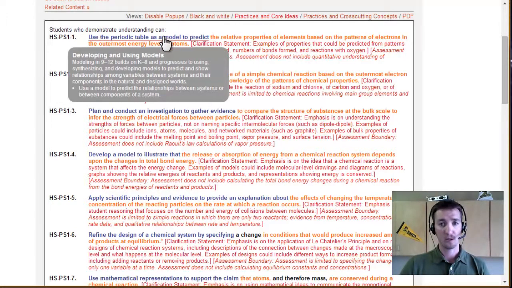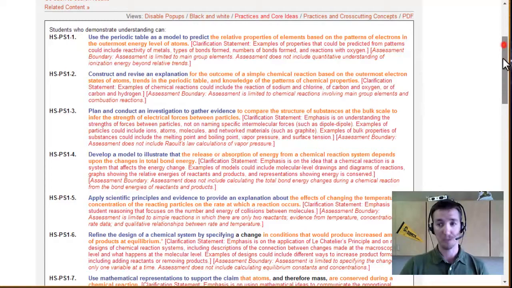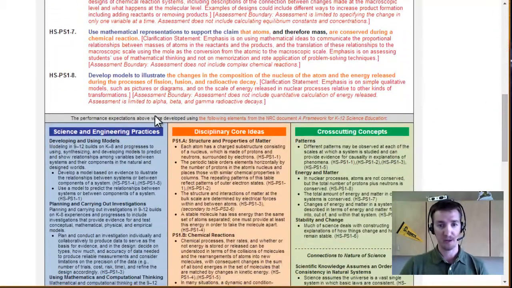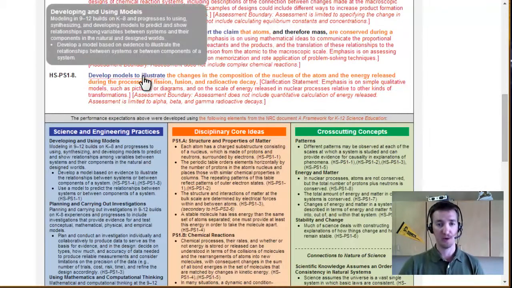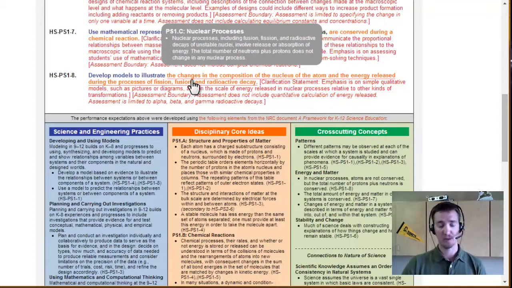Now, those are color-coded. The practices are color-coded blue, just like the box at the bottom. The disciplinary core ideas are colored orange, just like at the bottom. And you see if you hover over these, you have a more in-depth explanation of them, which is the same as written in the blue box or the orange box, but it keeps you from having to scroll.